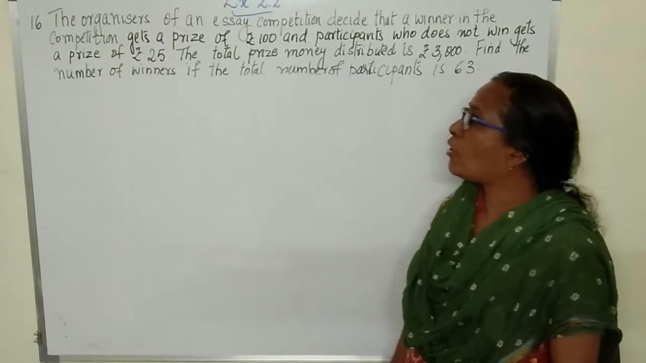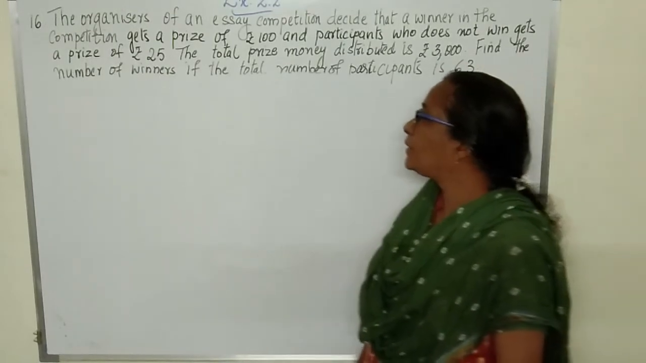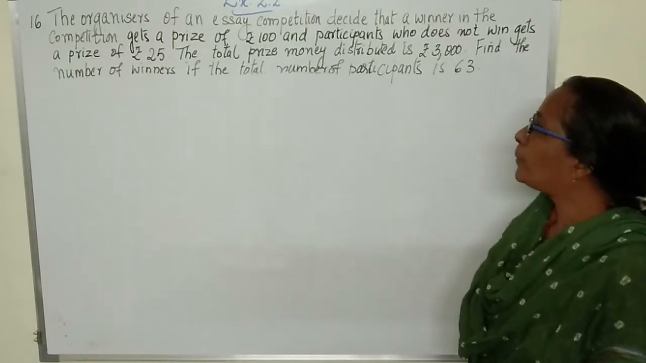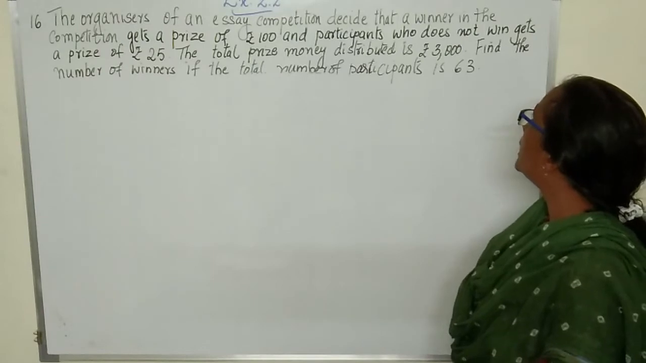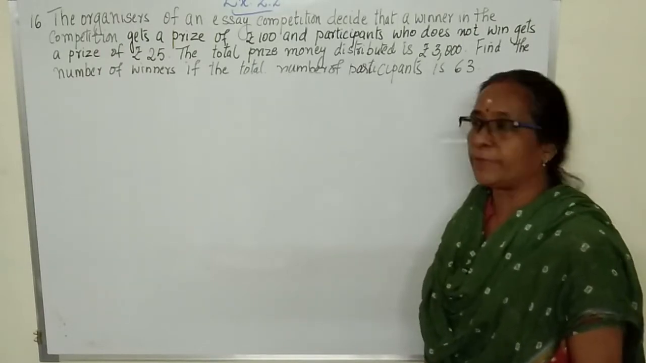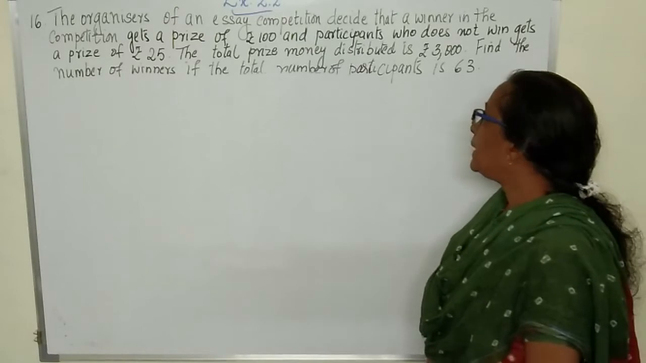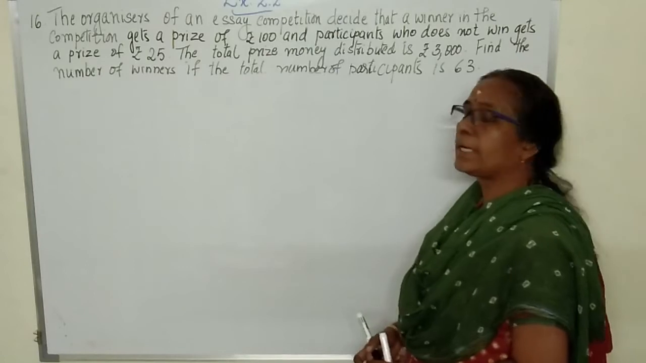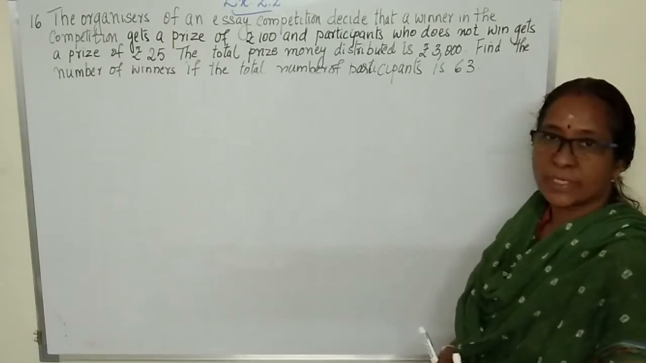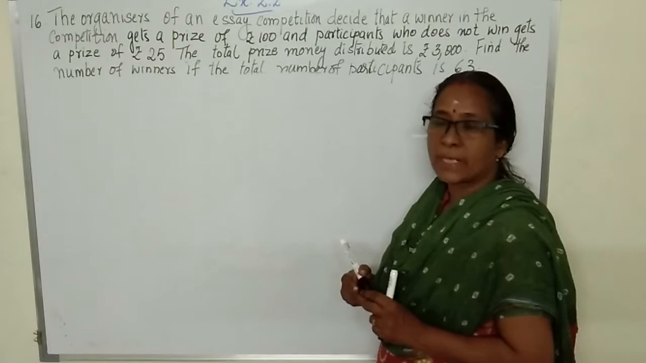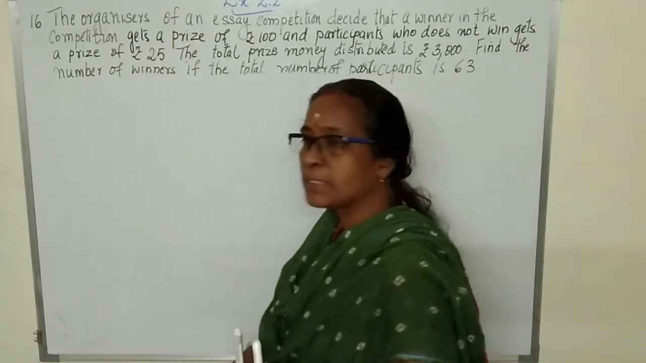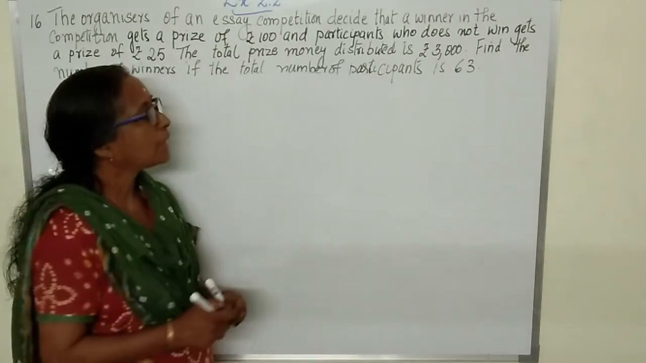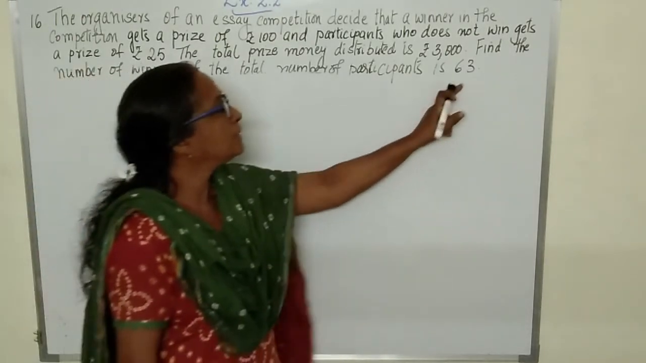The next question is, the organizers of an essay competition decide that a winner in the competition gets a prize of rupees 100 and participants who do not win get a prize of rupees 25. The total prize money distributed is rupees 3000. Find the number of winners if the total number of participants is 63. There are two categories of prizes. Those who win get 100 rupees and those who just participated will get rupees 25. And total number of participants is given as 63.